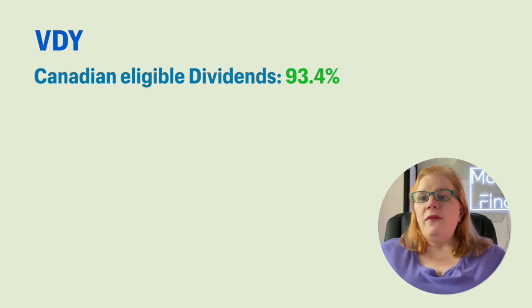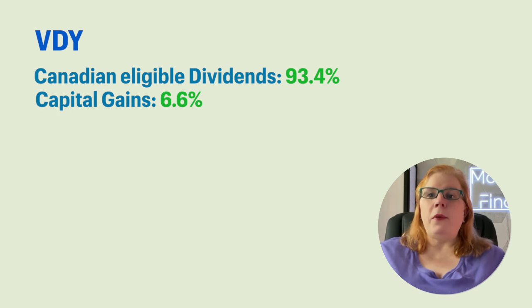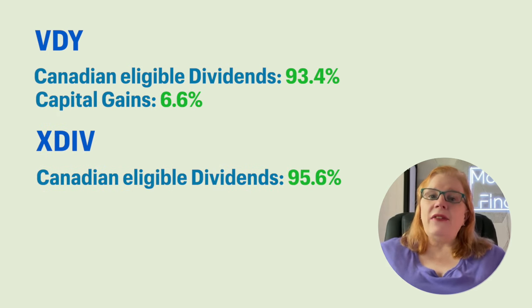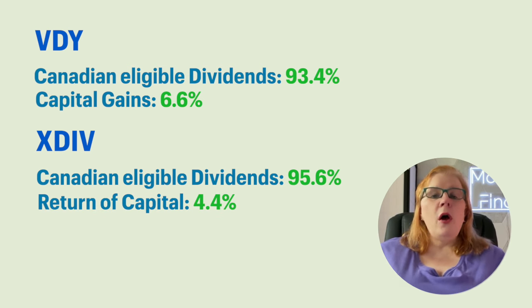So what would be a good ETF for a non-registered account? If we just look at a few of the ones we've done in recent deep dives, VDY has 93.4% eligible dividends and 6.6% capital gains. XTIV has 95.6% eligible dividends and 4.4% return of capital. Both of these would be absolutely great ETFs to hold in a non-registered account. You are still paying taxes, but you're paying less taxes. That's what we're looking for with these ETFs and with proper placement.